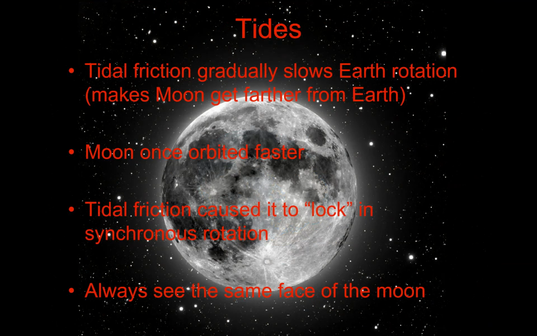Due to tidal friction, the Earth's rotation is actually slowing a bit, and the moon is actually getting further from the Earth. The moon once orbited us much faster. Also, the rate at which the moon rotates is on the order of the rate at which it orbits the Earth. Therefore, we only ever really see one side of the moon.